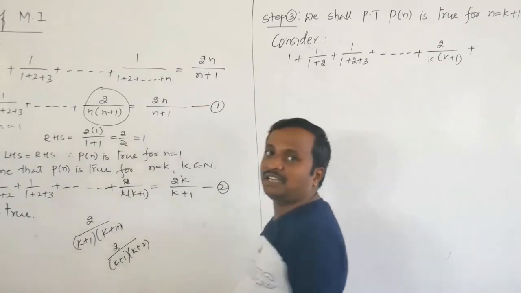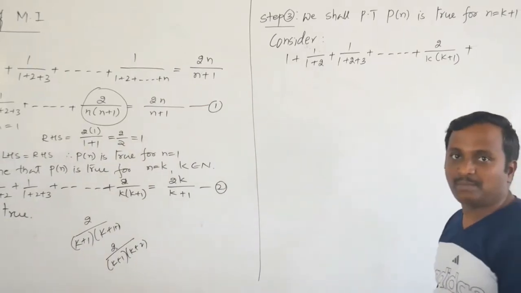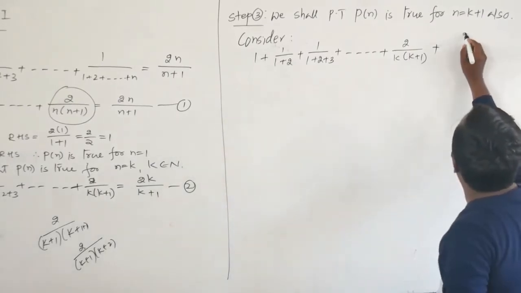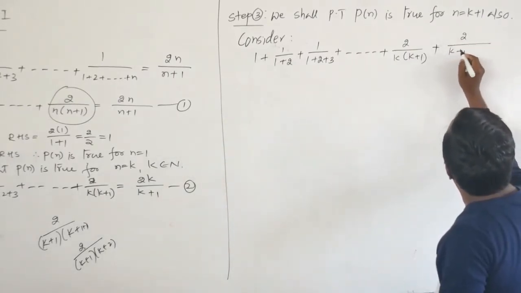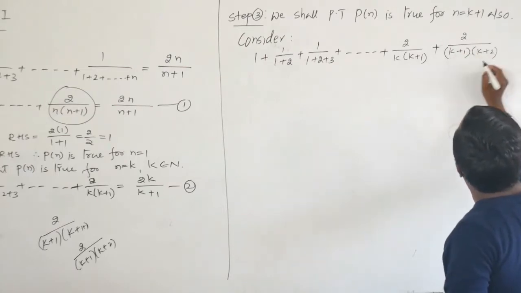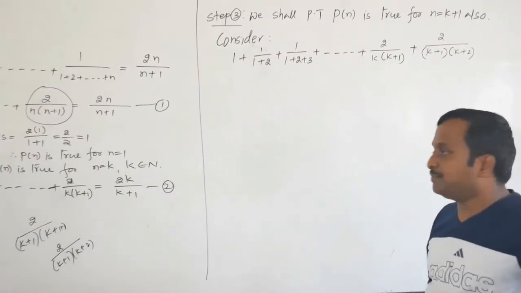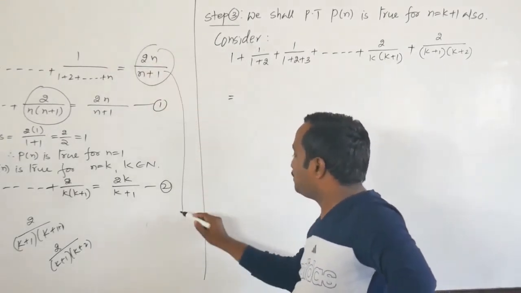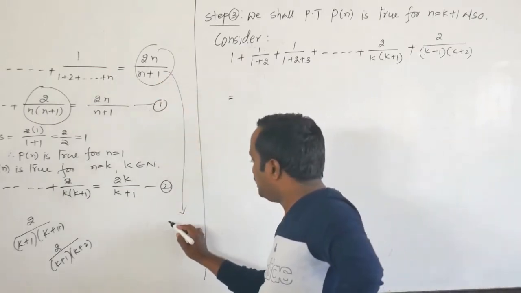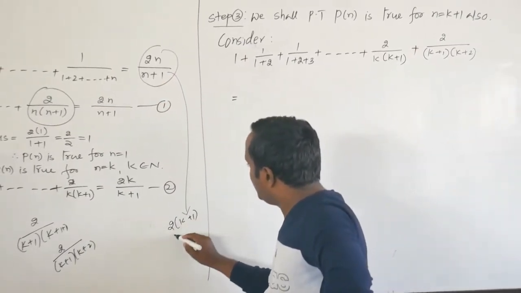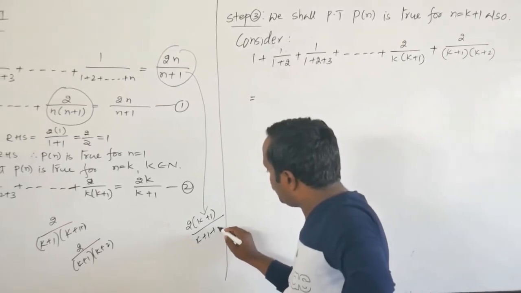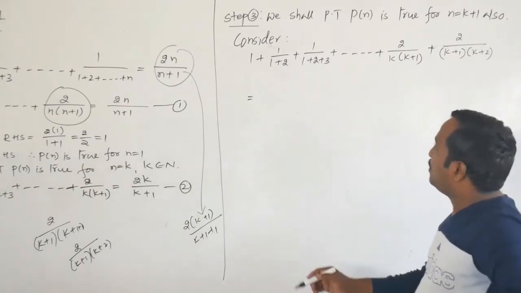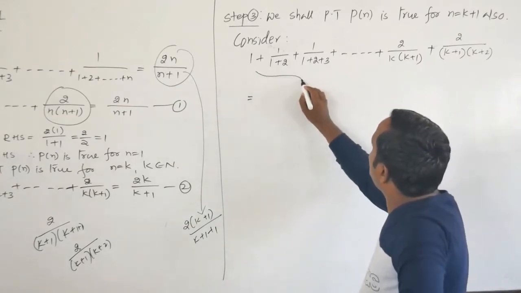Next, n plus 1 terms will be there, so k plus 1 gives k plus 1 terms. So let us write that term here: 2 by k plus 1 into k plus 2. This is the next term after the kth term. So next, what do we have to prove? We have 2n by n plus 1, so 2 into k plus 1 by k plus 1 plus 1, which gives 2 into k plus 1 by k plus 2. So let us check.